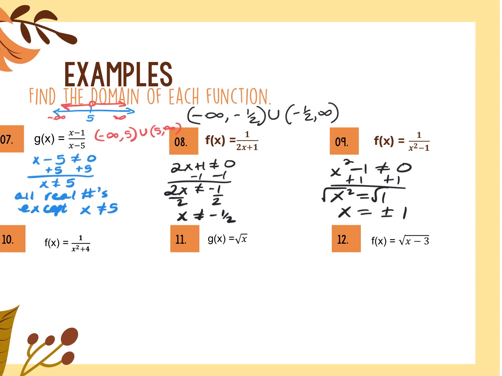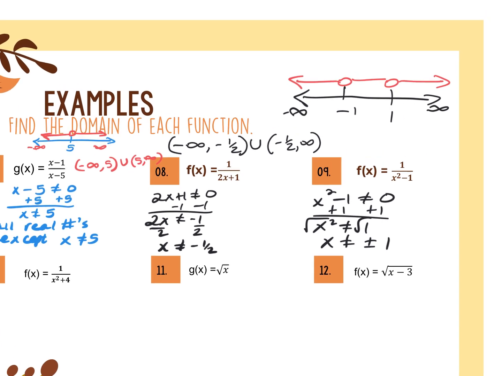Now, for this one, let's go ahead and give ourselves a visual. So x cannot equal negative 1 and positive 1. So this is where my open circles are going to be. And then it's everything else on my number line. So negative infinity, infinity. So for this one, it's going to be from negative infinity up to negative 1, parenthesis, union, negative 1 to positive 1, union, 1 to infinity.